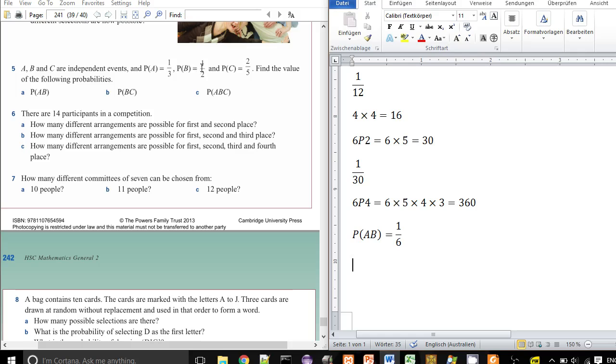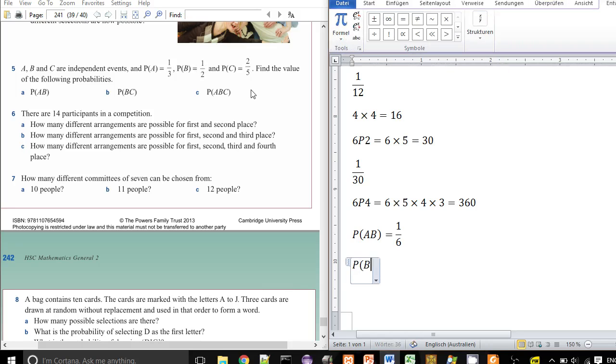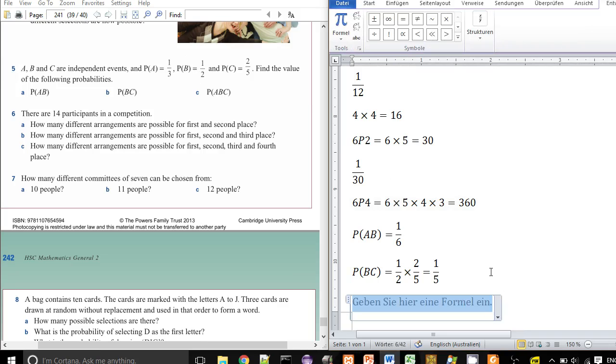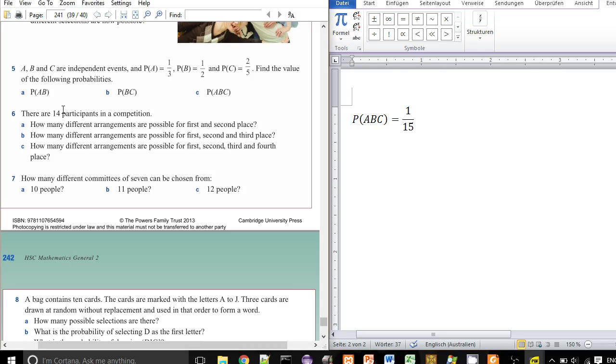For this one, you just do a half times 2/5. Oops, what am I doing? Okay, so I'll write it out this time. Half times 2/5 is just 1/5. Okay, if you've got 2/5, half of that will just be 1/5. ABC means times all 3 together. Okay, so I'll just write it. Times them all together. So I've already times here these 2, so I just got to times by a third. So it'll be 1/15. Okay, let's keep going.